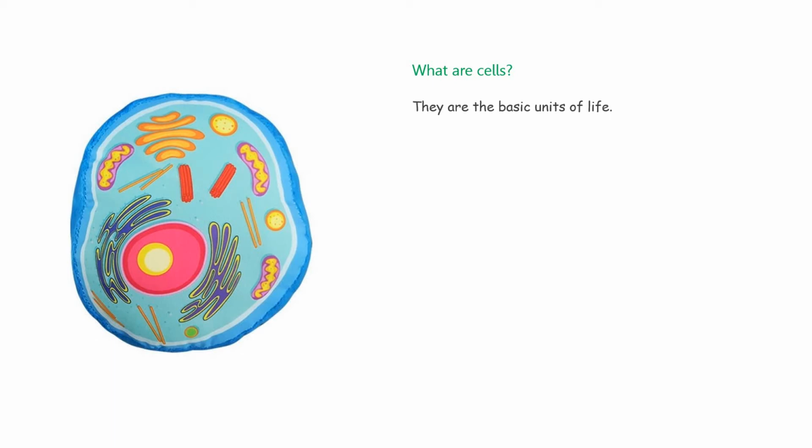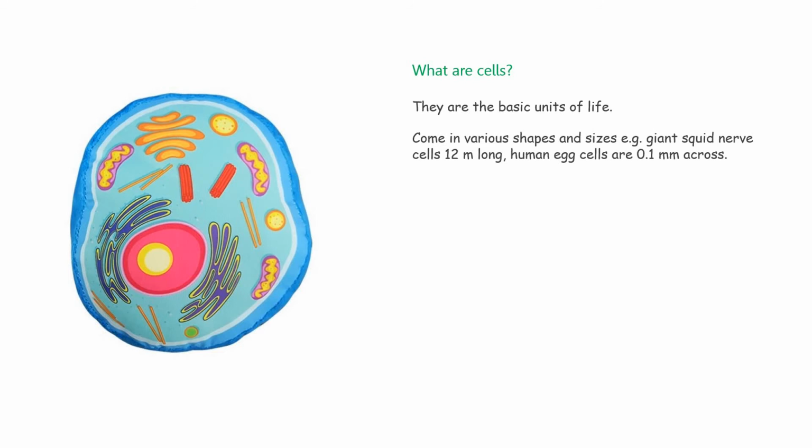If you are going to divide the cell into its component parts, then I don't think we are still talking about life, because at the level of the cell, hanggang dun lang talaga ma-express yung characteristics of life. I can't emphasize that more. They come in various shapes and sizes. Say for instance, a giant squid nerve cell is 12 meters long. Not 12 inches. It's 12 meters long. Whereas human egg cells are about 0.1 millimeters across.